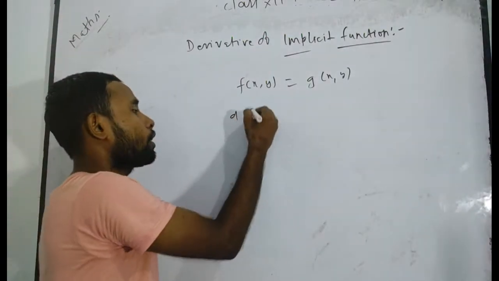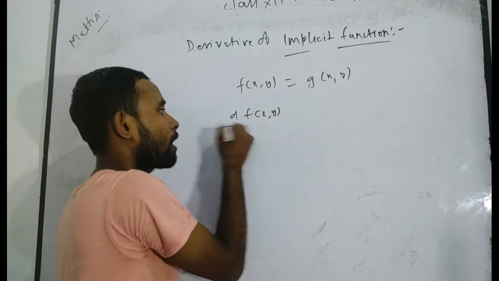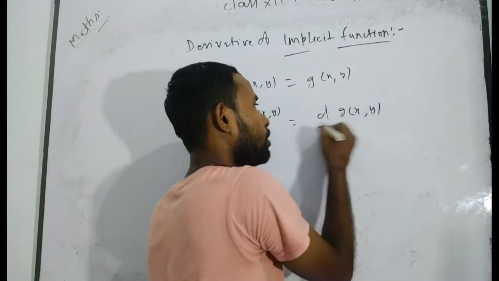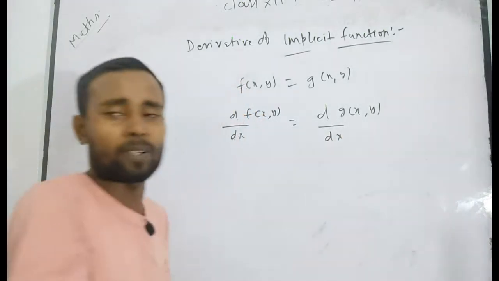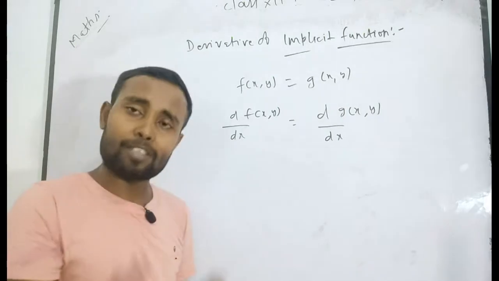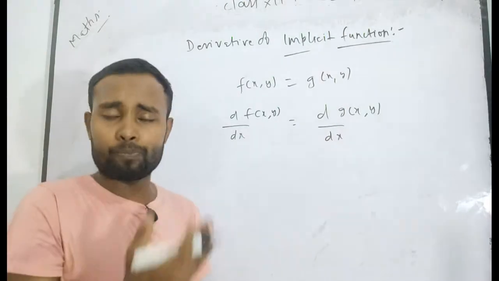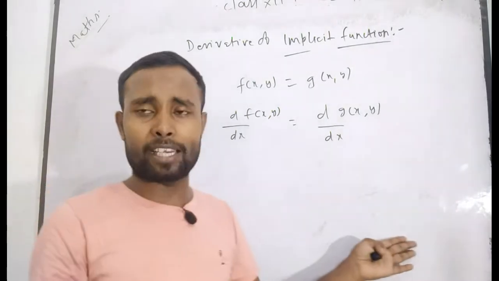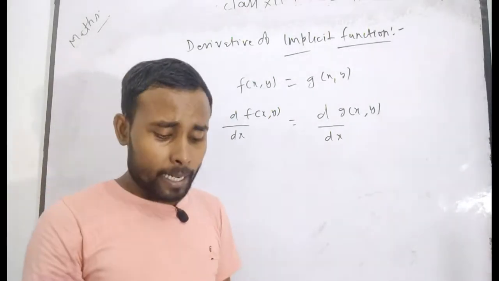Simply differentiate f(x,y) with respect to x, and in the same way differentiate the right side also with respect to x. This is the usual way to find the derivative of an implicit function. Thereafter, as I discussed in the earlier class, you proceed in the usual way in order to find the value of dy/dx.